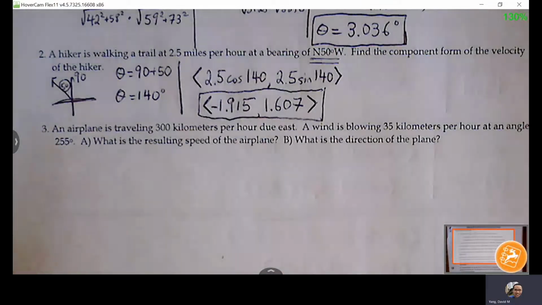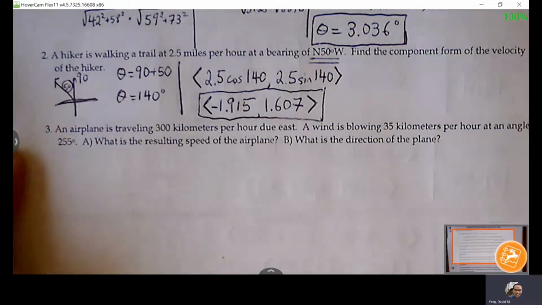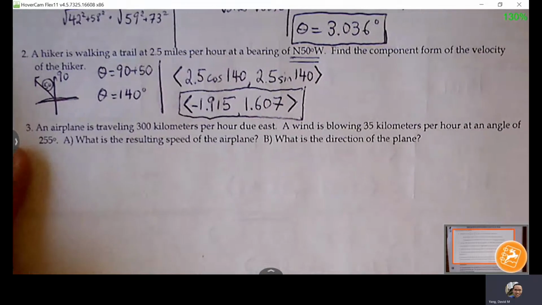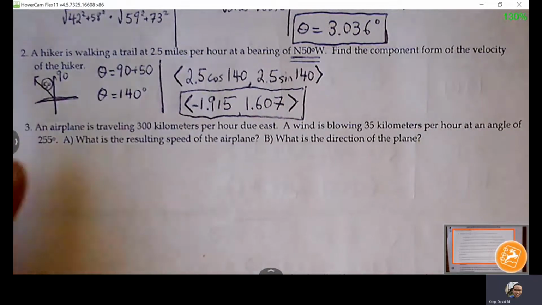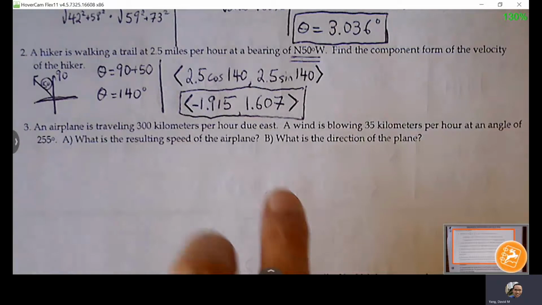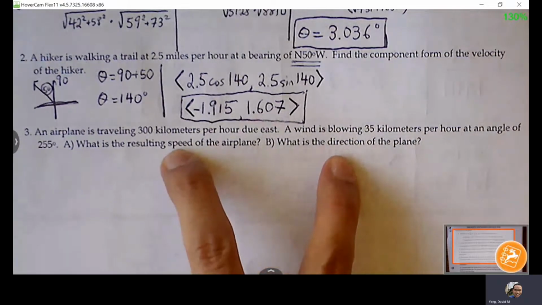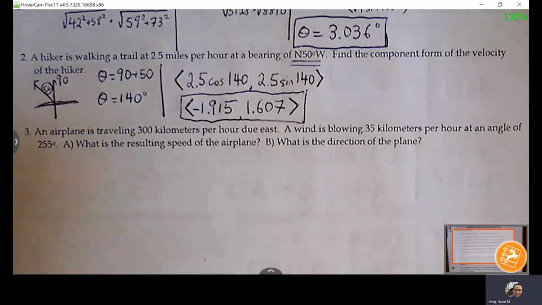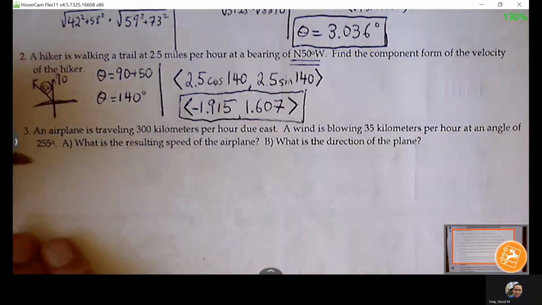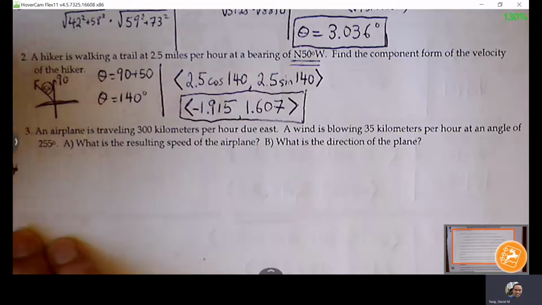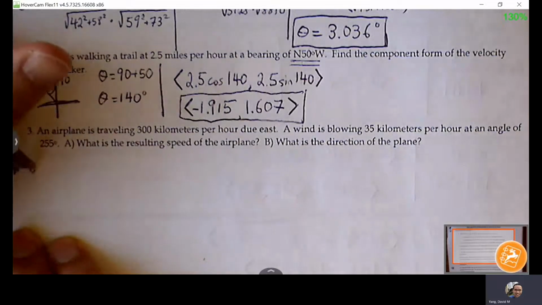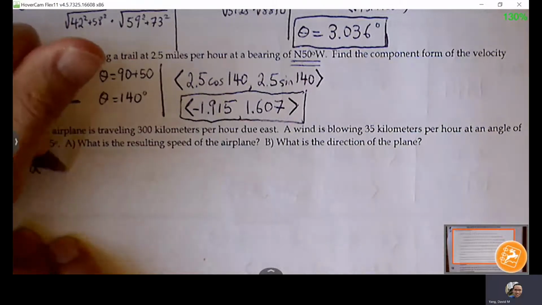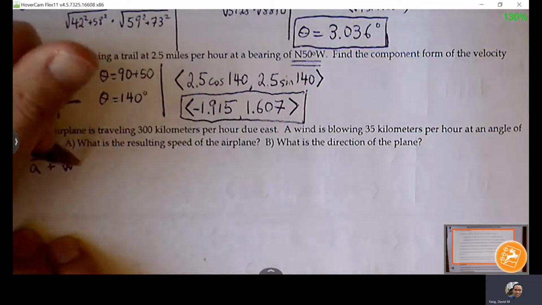Okay, an airplane traveling 300 kilometers per hour due east. The wind is blowing 35 kilometers per hour at an angle of 255 degrees. What's the resulting speed? What's the direction? So before we get to resulting speed and direction, let's get that resultant vector, right? So just like number 5 from page 23, we want to understand that there's a formula here, right? The airplane is trying to travel in the direction, but the wind is pushing it in a different direction.